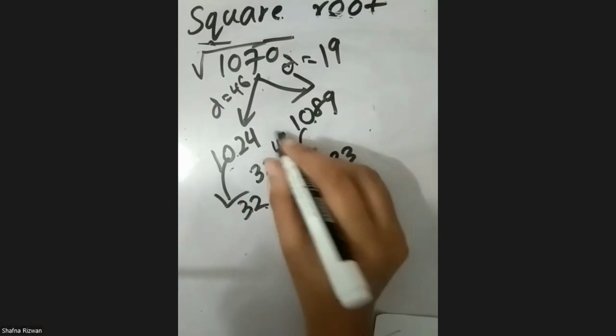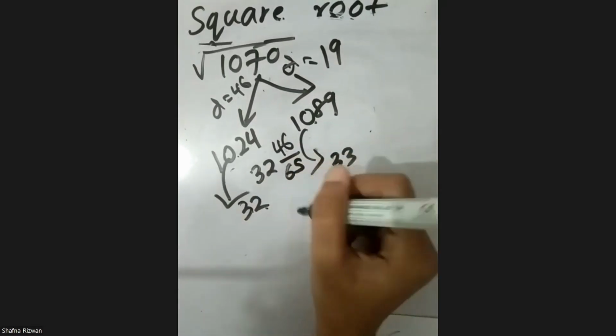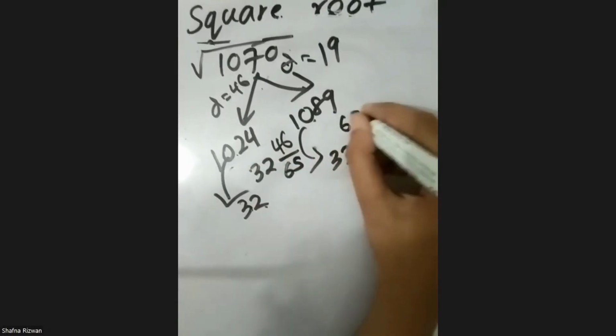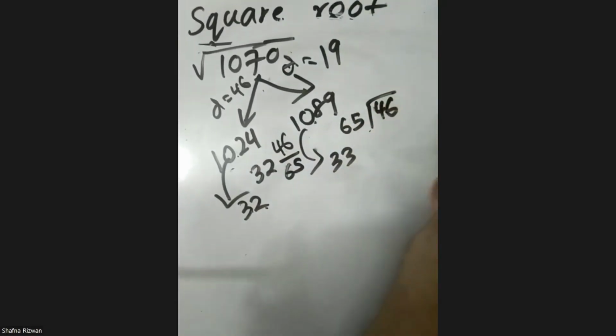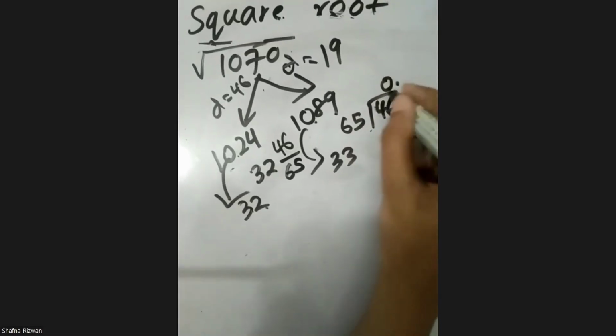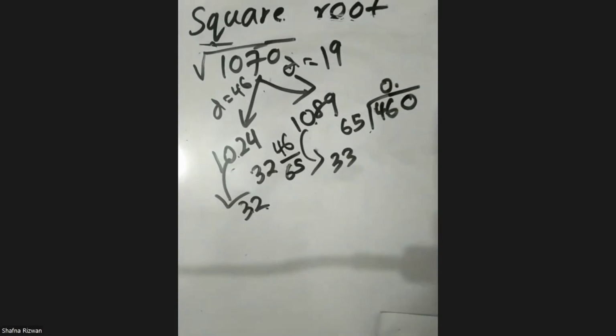Now, what are you going to do? Can you simplify this further, or can't you simplify this? You cannot simplify this. So, you are going to divide this 46 by 65. Do you have 65 inside 46? No, 0. So, put it like this, bring a 0. In 460, how many 65 do you have?